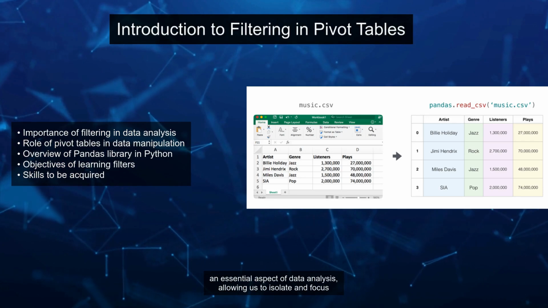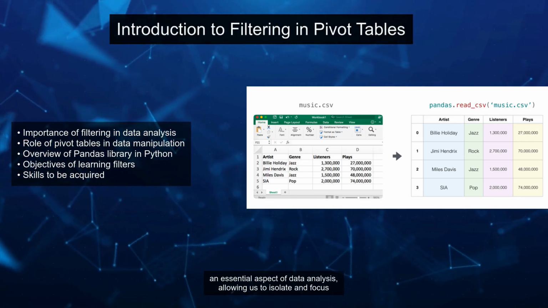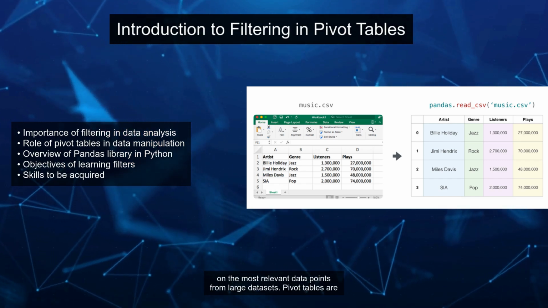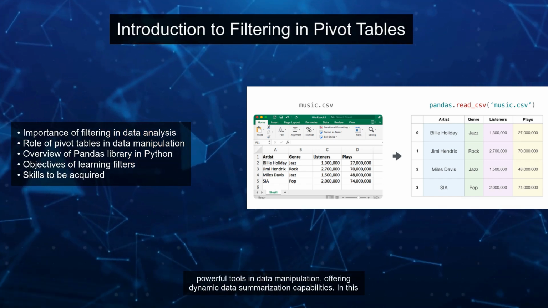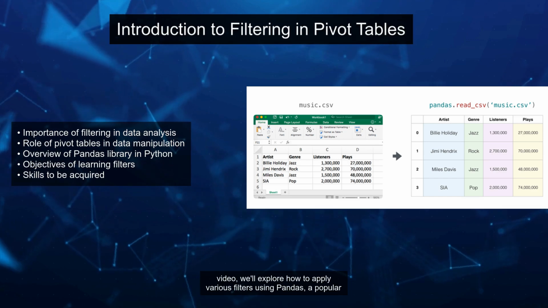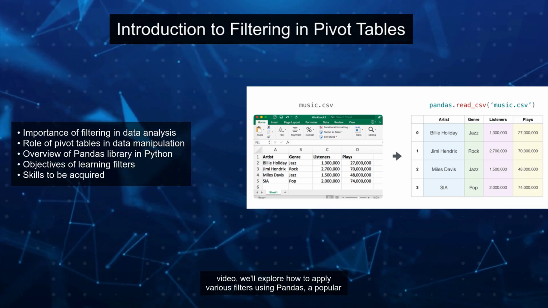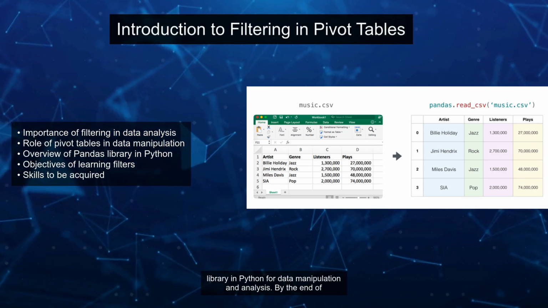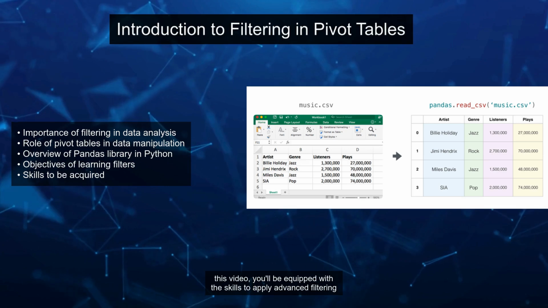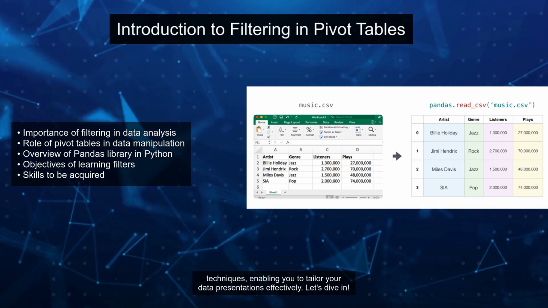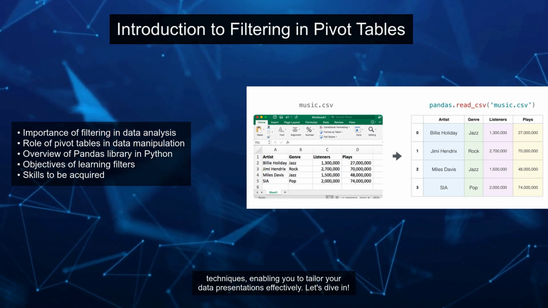Filtering is an essential aspect of data analysis, allowing us to isolate and focus on the most relevant data points from large datasets. Pivot tables are powerful tools in data manipulation, offering dynamic data summarization capabilities. In this video, we'll explore how to apply various filters using Pandas, a popular library in Python for data manipulation and analysis. By the end of this video, you'll be equipped with the skills to apply advanced filtering techniques, enabling you to tailor your data presentations effectively.